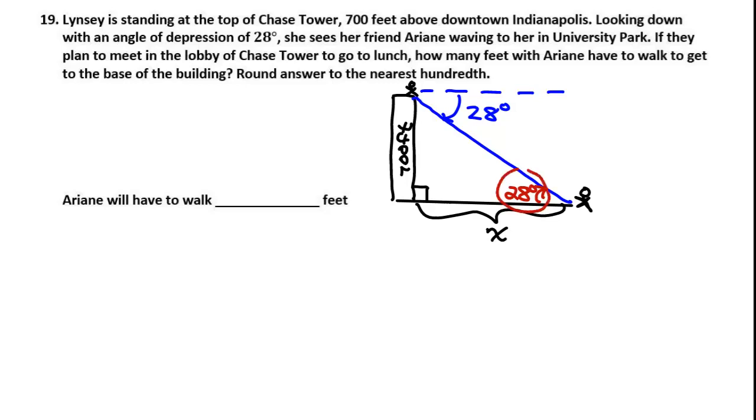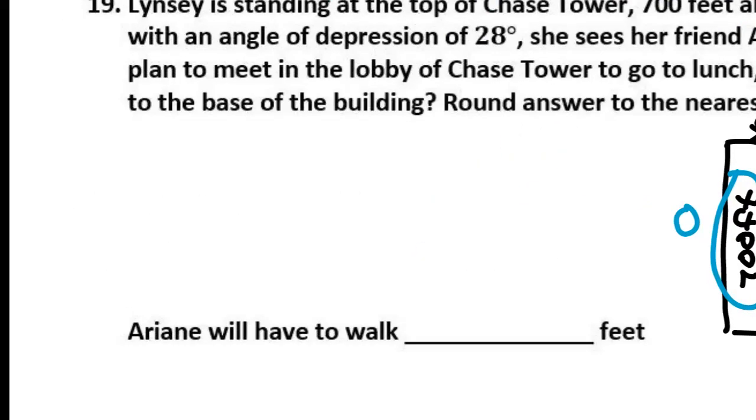So from this angle right here, I'm going to label my sides. Here's my hypotenuse. The opposite side over here is Chase Tower, 700 feet. And x is the adjacent side that we're looking for. So SOHCAHTOA, we don't have the hypotenuse, and it's not the part that we're looking for. We're looking for the adjacent side. So no sine, no cosine, has to be tangent.